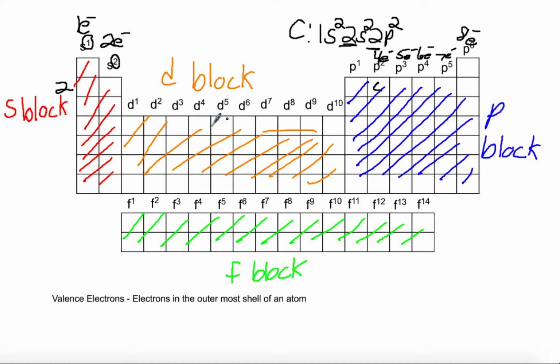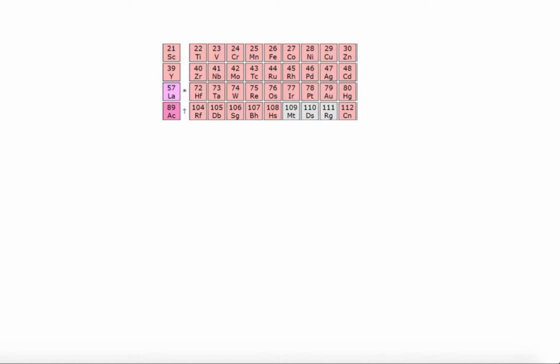Now I skipped this D block. This D block is down here for a reason. Things get a little weird down on the D block. So let's actually take a look at the elements down on the D block. These elements are referred to as the transition metal elements, and that is because they are able to do some pretty unique things with their valence electrons.